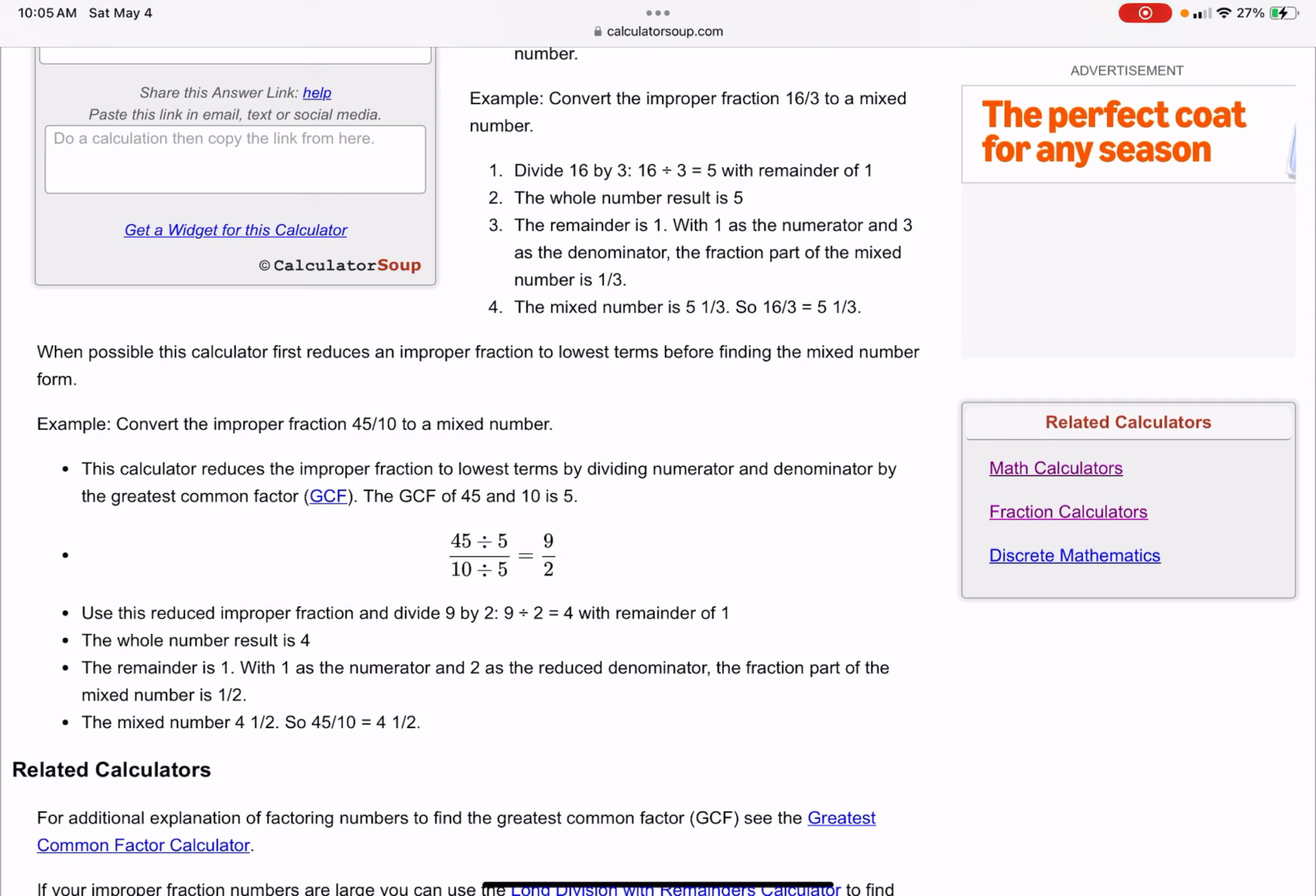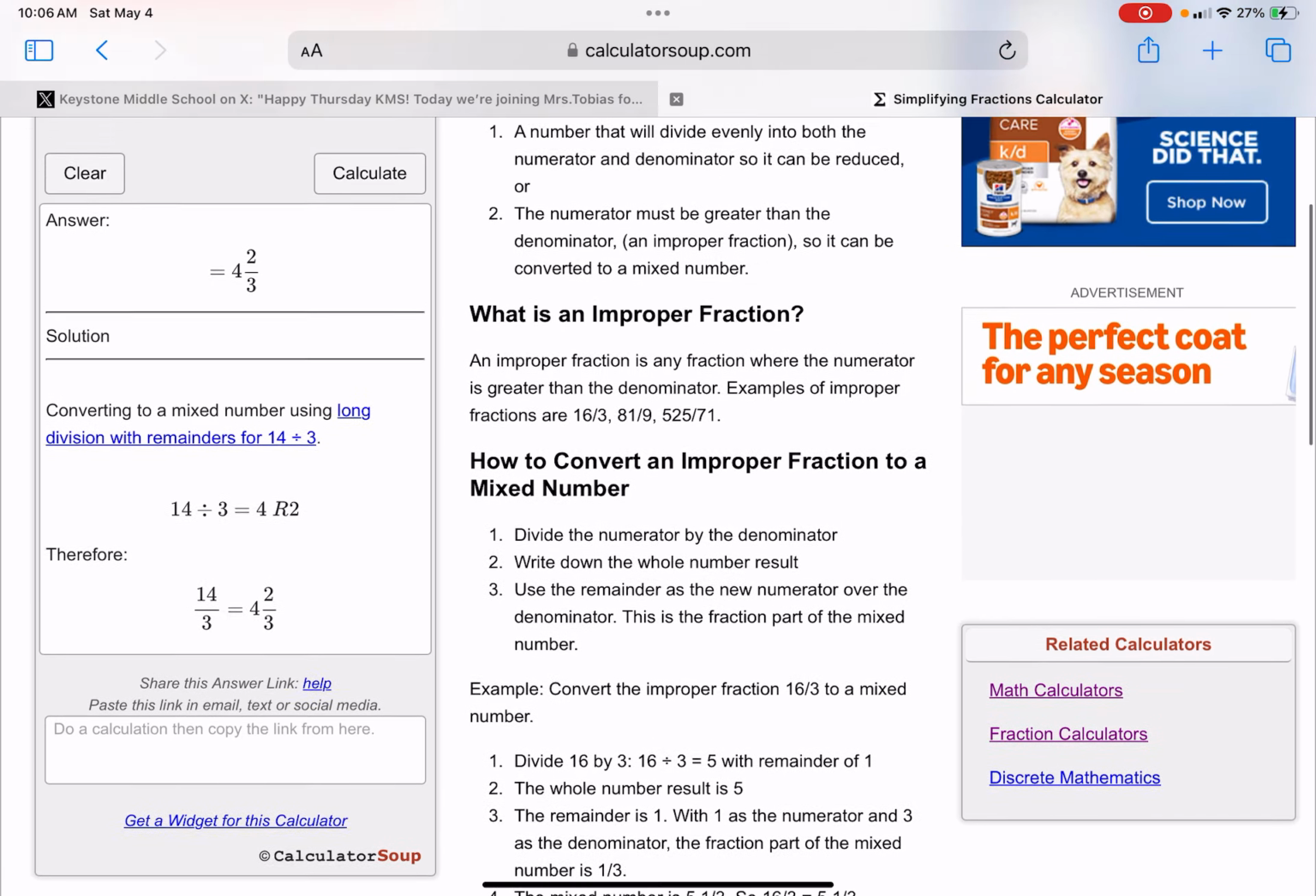The whole number result is 4. The remainder will be 1, with 1 as the numerator and 2 as the reduced denominator. The fraction part will be 1/2, so a half. So the mixed number will be 4 1/2. Here, I'll show what I mean.